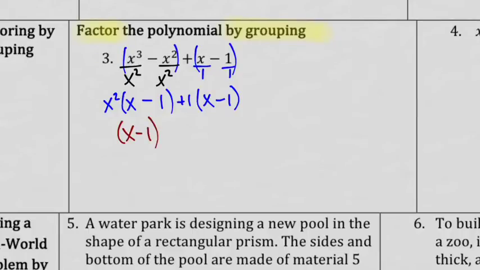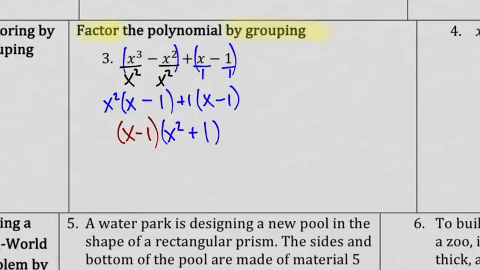X minus 1. That comes from this one and this one. They both have x minus 1, so that is my first parenthesis. My other parenthesis is what's left. When I factor out x minus 1, what's left? X squared plus 1.